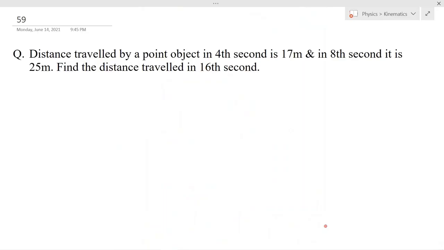Distance traveled by a point object in the 4th second is 17 meter, and in the 8th second it is 25 meter. Find the distance traveled in the 16th second. Now similar logic we will use. So the distance traveled in the nth second, as I have told you earlier, is u plus a by 2 into 2n minus 1.